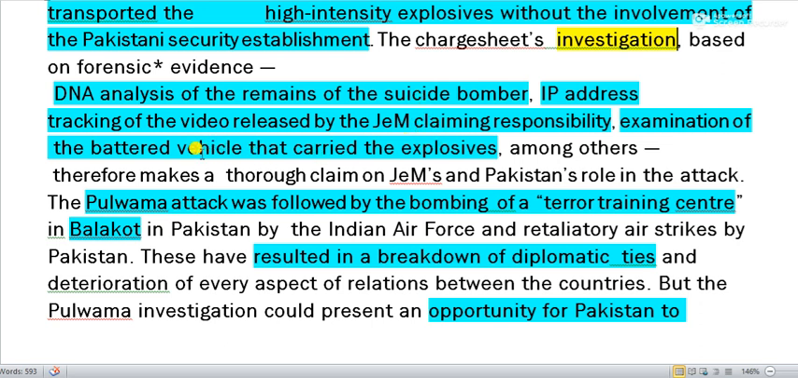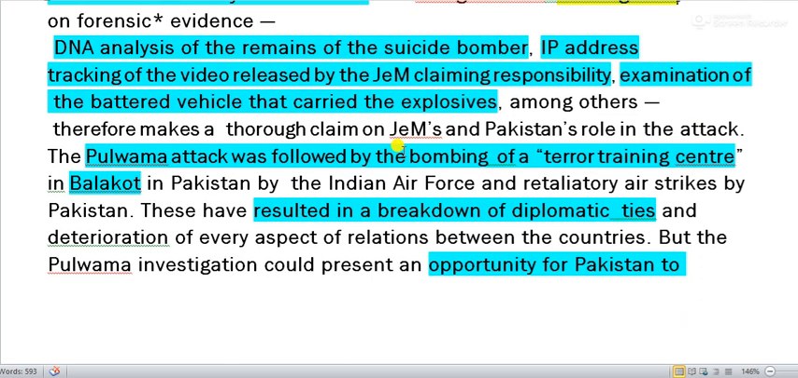So the sentence goes on, therefore makes a thorough claim on JEM's and Pakistan's role in the attack. Now these three things confirm that JEM and Pakistan had a definite role in the attack. This is what the sentence says.